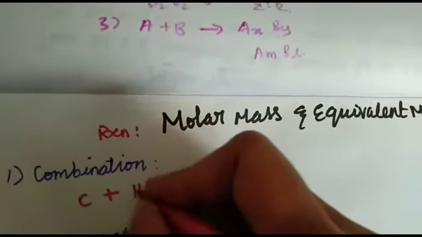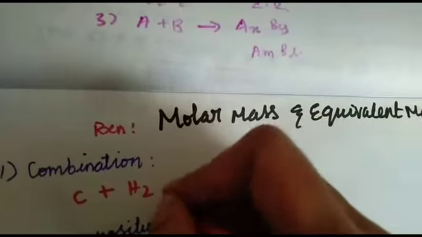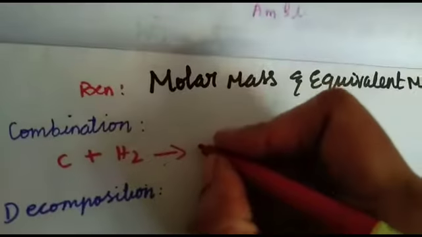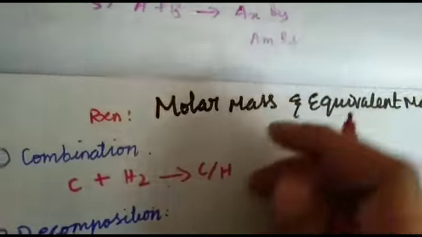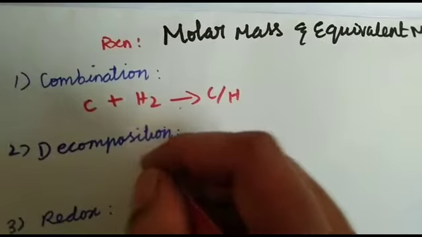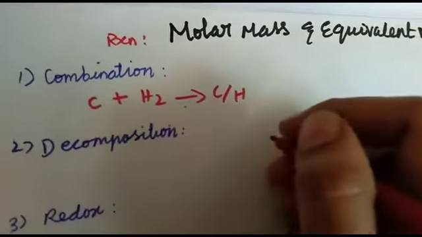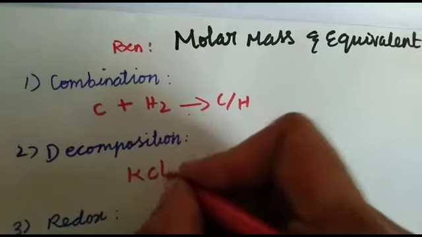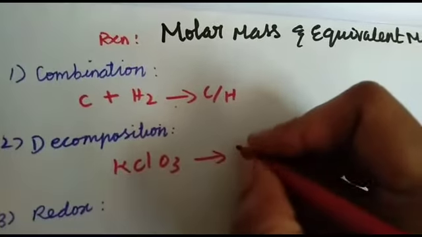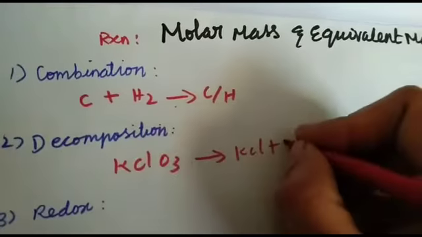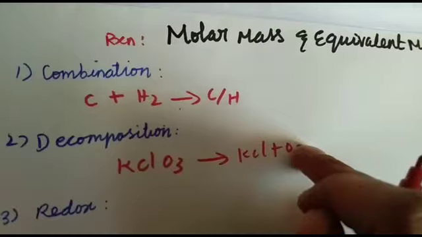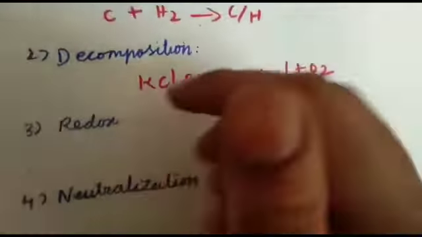Carbon and hydrogen, two elements, combine to give the product carbon hydrogen compound; that is called the combination reaction. Decomposition reaction means one compound decomposed to give the products, for example KClO3 gives the product KCl plus oxygen. That is called the decomposition reaction.